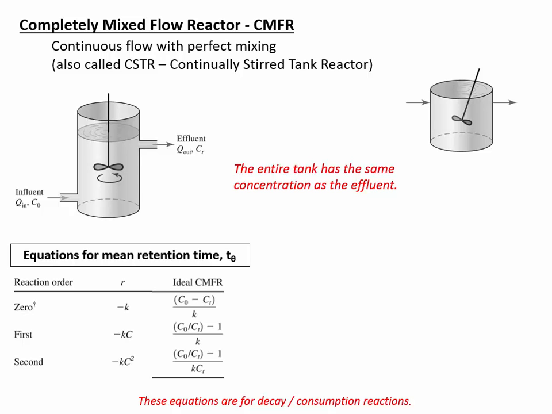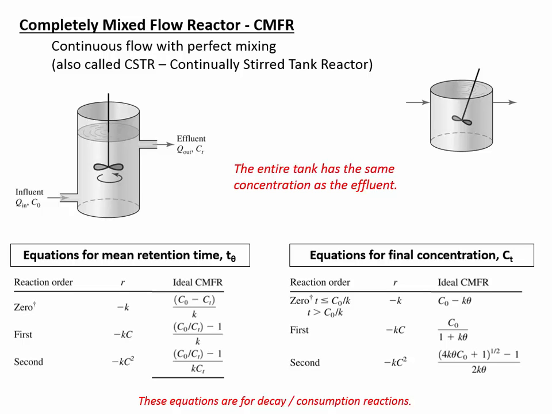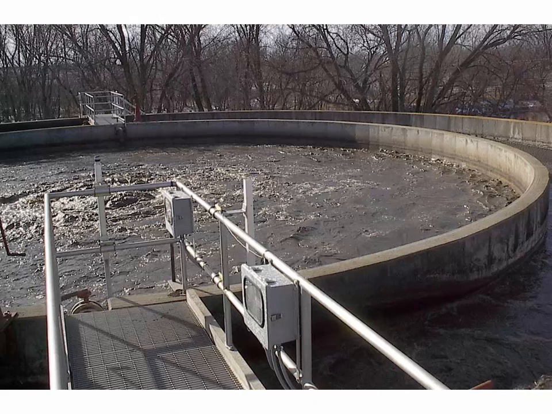So here are the equations for 0, first, and second order inside of a completely mixed flow reactor. Here again we're solving for the time it takes for the concentration to decrease. This other set of equations gives the concentration coming out of the reactor after a certain time. Here's a real world completely mixed flow reactor. We'll see this when we go to the wastewater treatment plant. It's a big tank that's getting stirred, with water coming in and going out all the time, 24 hours per day.